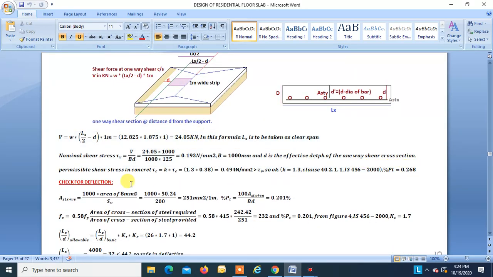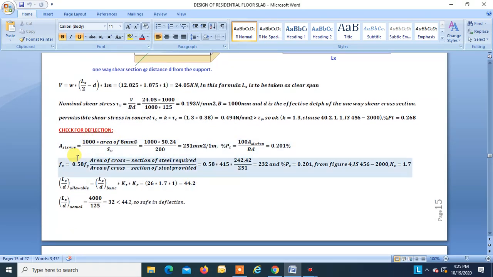So we have taken 0.268, right? Now we know, as seen earlier, tau c is equal to K into tau c. K is equal to 1.3, which depends upon the depth of the slab, and this is obtained from clause 40.2.1.1 of IS 456 2000. And tau c for corresponding PT 0.268 and M20 grade of concrete, we get 0.38. So this is equal to 0.494 Newton per mm square, which is greater than tau v. So it is safe in shear, right?